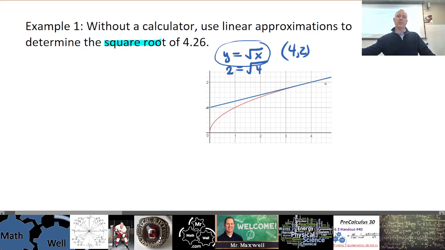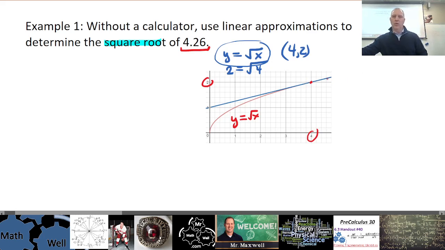Now we've sketched it out, I've given you the sketch. The red function is the square root function, y equals root x. And this is the point on the red function that we know, the point 4, 2. Everybody good so far? Even if you're not given an equation, I'm looking for the square root, so I should probably use that square root function. And I'm going to use the tangent line at a nearby point that I will be able to calculate. So you know 4, 2, and you can find the equation of the tangent line there.